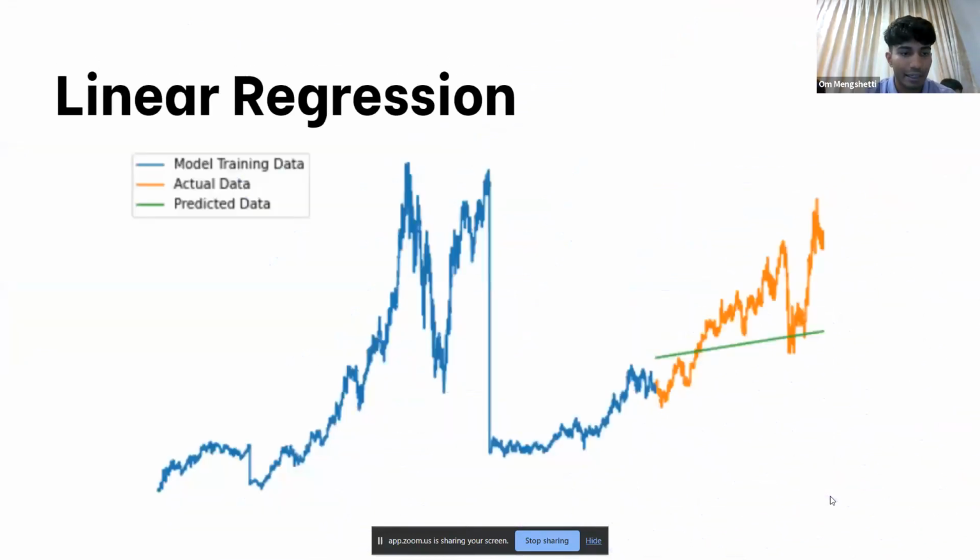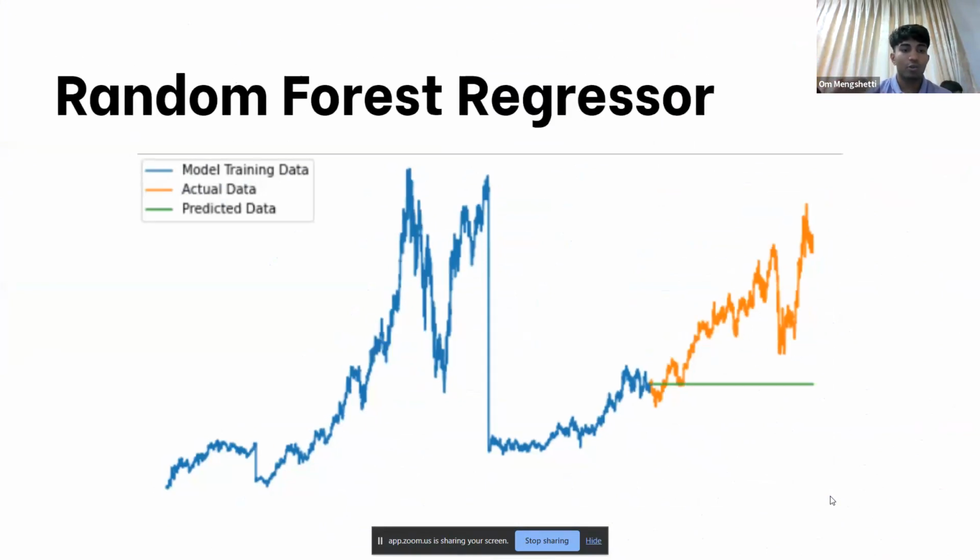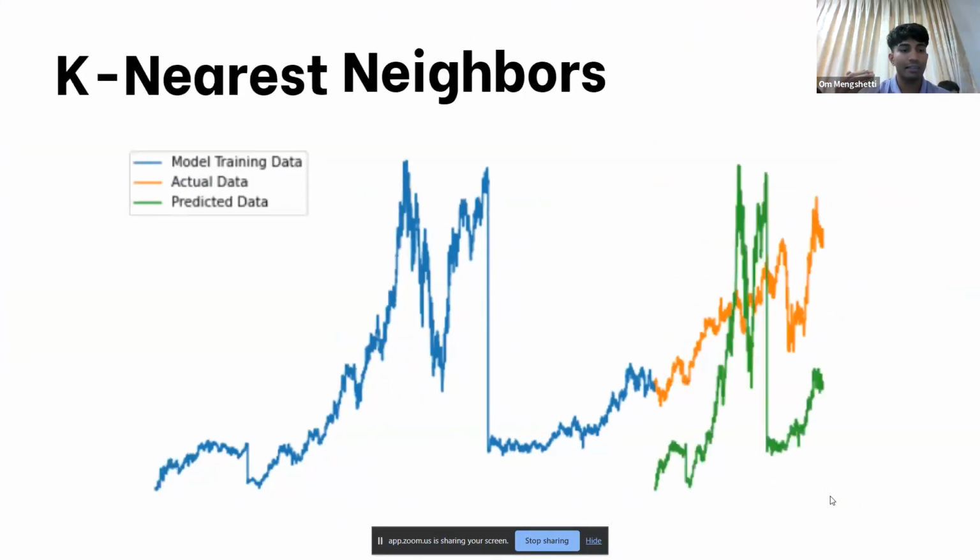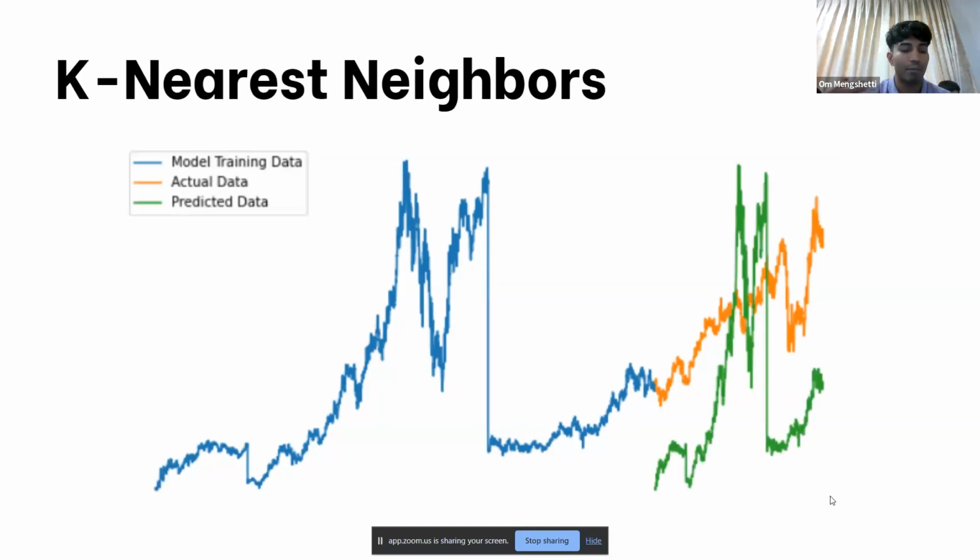So you can see in the linear regression, the actual data which is marked in yellow and the predicted data that is marked in green, it shows a variable change and does not predict the stock properly. Moving on to random forest regressor, again we can see the predicted data is nowhere in comparison to the actual data. And same goes for k nearest neighbors. Only some of the points are coinciding with the actual data which is presented in yellow, but the predicted data which is presented in green has only some points where it is coinciding.